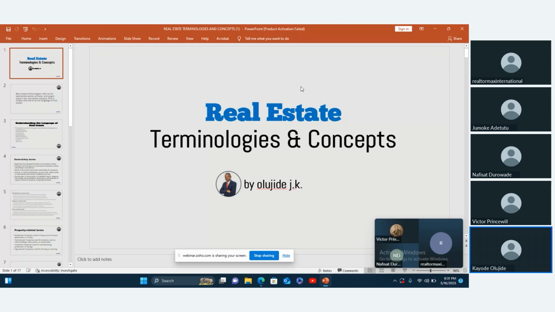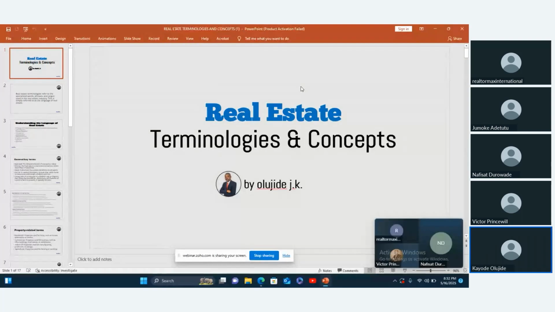we're not dealing with anything but a topic that says real estate terminologies and concepts. I repeat myself again, real estate terminologies and concepts. My name is Olujide. I will beg of us to please kindly get our writing materials, our pen and jotters, because what we are dealing with today is one of the major aspects of the real estate industry.